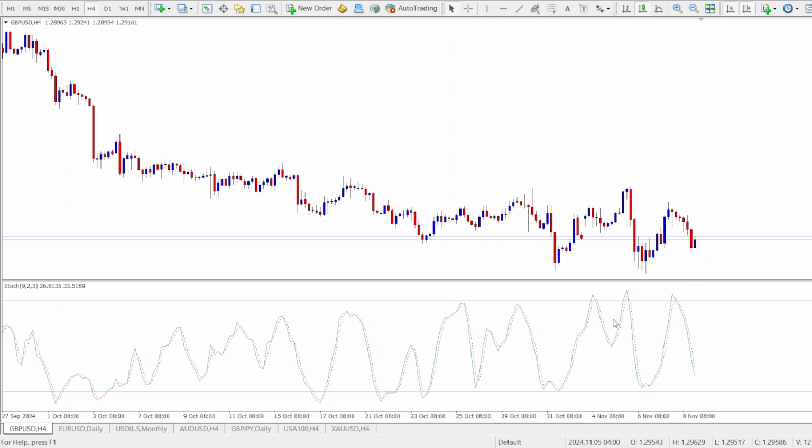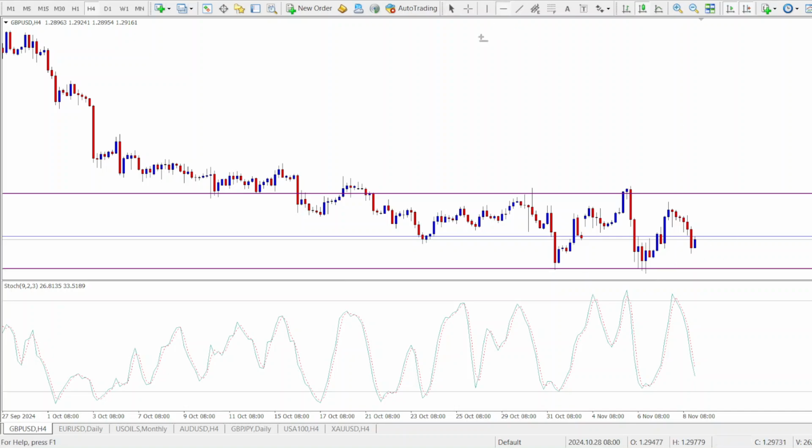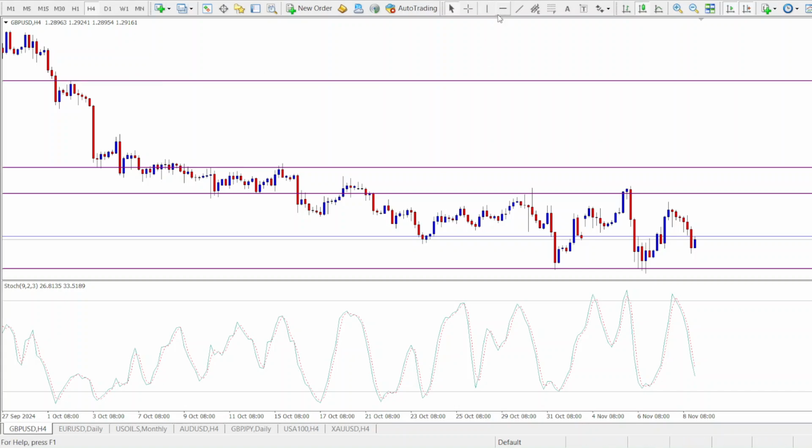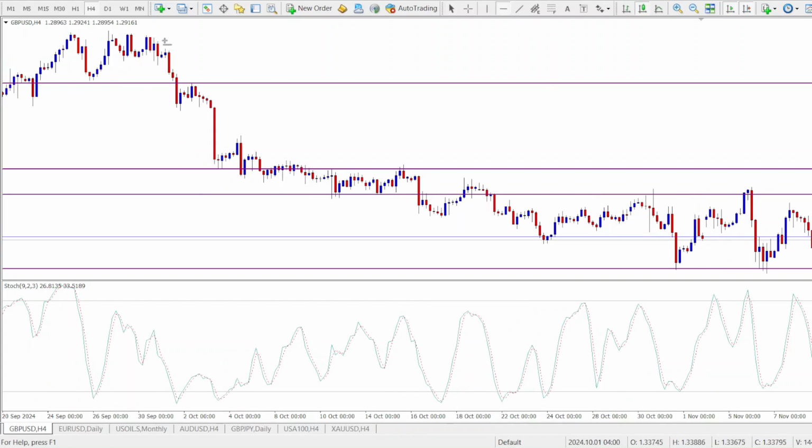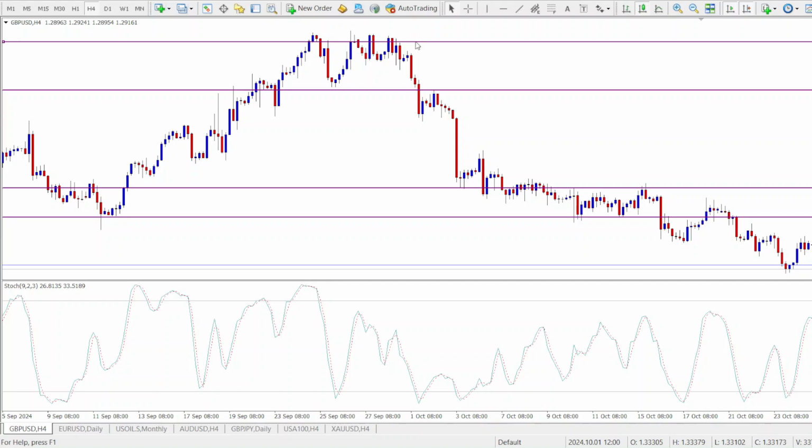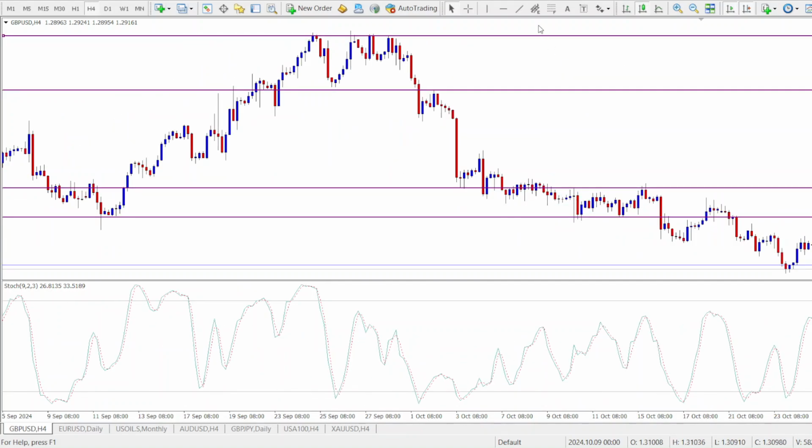But here's a little secret. Don't rely on the stochastic alone. Always confirm the signals with other indicators like support and resistance. It's very important. Support and resistance are always important, irrespective of the strategy you are using, because these are price sensitive levels. They can show you potential reversal points. So these are very, very important levels on your chart, both horizontal support and resistance levels and your dynamic support and resistance levels, using trend lines.